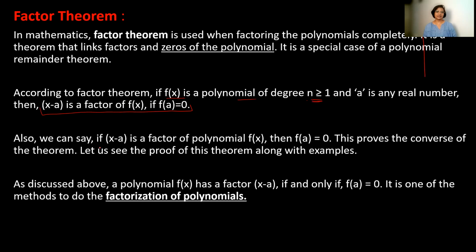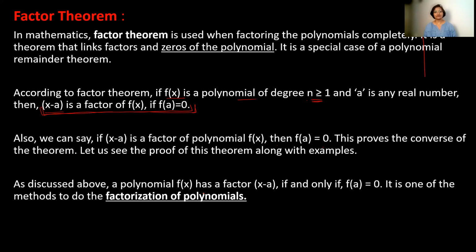So we can say this is one way to prove the factor theorem, and there is another way to prove it. The converse of the theorem says if x minus a is a factor of f(x), then you have to prove f(a) equals 0. That is written here. If x minus a is a factor of polynomial f(x), then f(a) equals 0. This proves the converse of the theorem. We'll see both proofs in another slide.